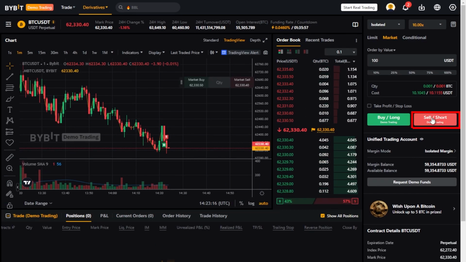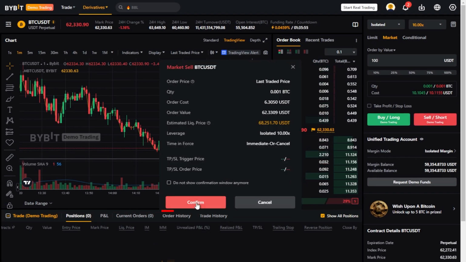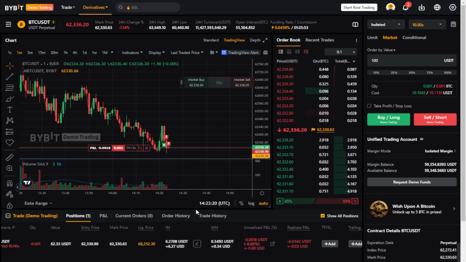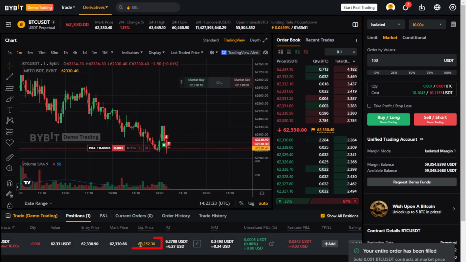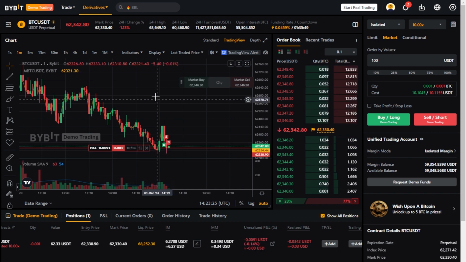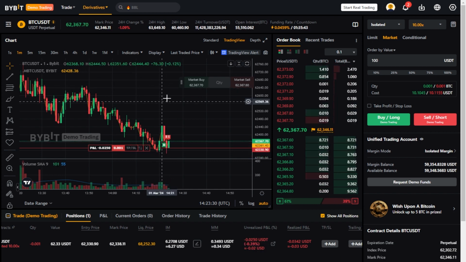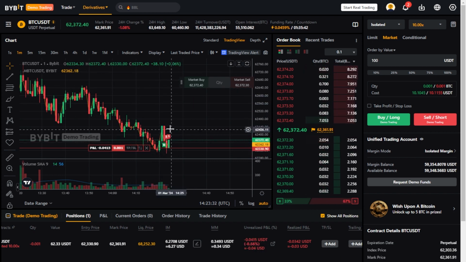We can also open a short. Click on Open Short, and click Accept. This also shows the liquidation price. It is 68,000. That is, if the price reaches 68,000, then, accordingly, we will lose the entire amount that we have in the deal now.